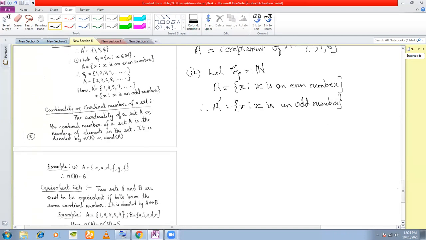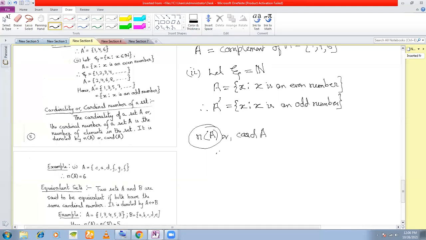Fine. Next definition is that of cardinality, or the cardinal number, of a set. The definition is very simple. The cardinality of a set is nothing but the number of elements that are there in a set. It is denoted by n(A), or sometimes also denoted by card A. Both the symbols. Mostly we shall use this.